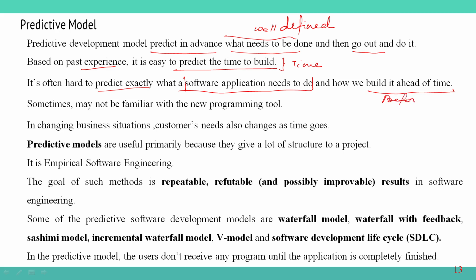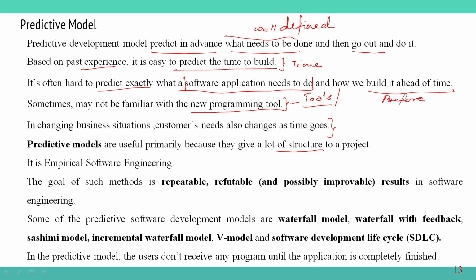ഓക്കെ, if there is no change, can we do it before time? Sometimes we may not be familiar with the new programming tool. Because sometimes we may not be able to get the programming tool. Most of the cases we have to use different set of tools. The familiarity on these tools is very essential when you are using a predictive model. In changing business situations, customers' needs also change as time goes. So in these conditions, we may not be able to predict the exact need. So that is the problem with the predictive model, because we have to have very predicted results. What we have to do should be identified. Then predictive models are primarily used because they give a lot of structure to a project.